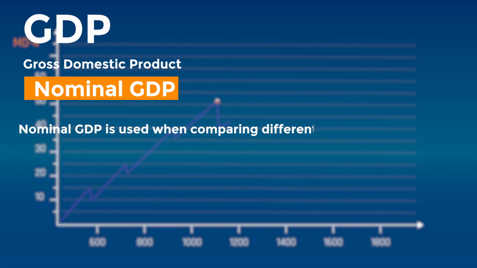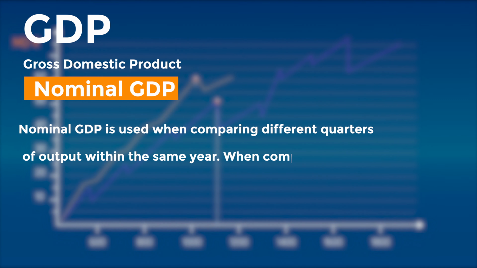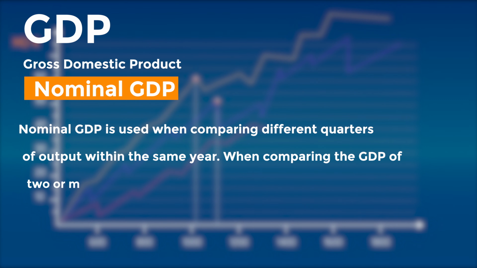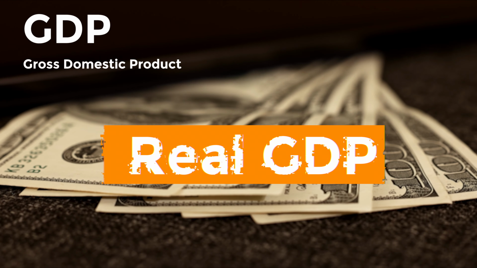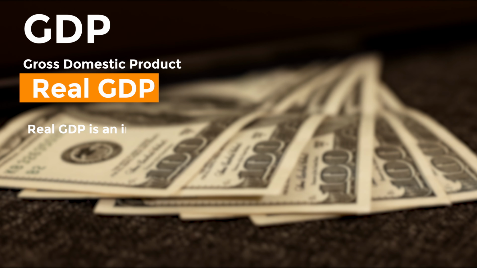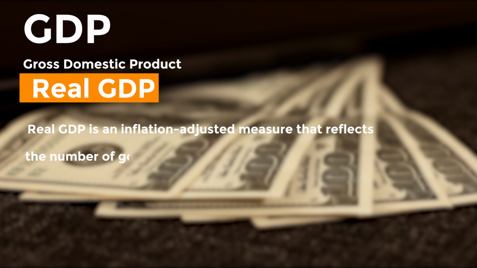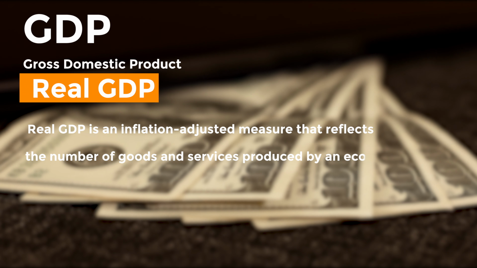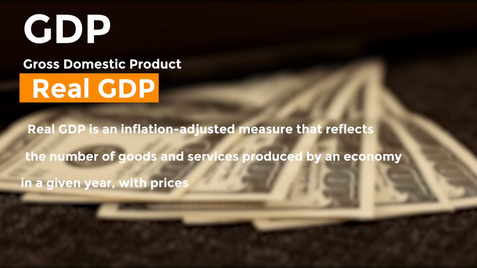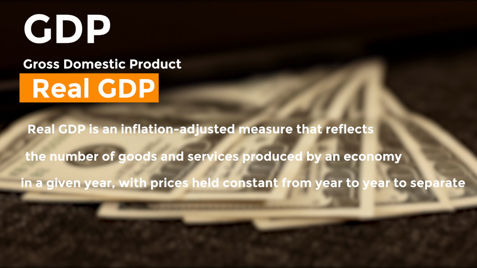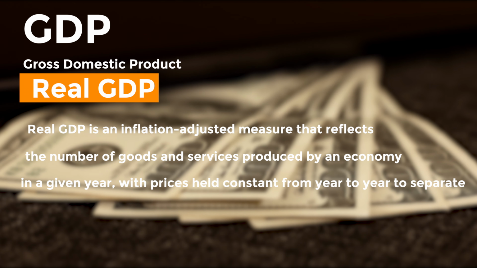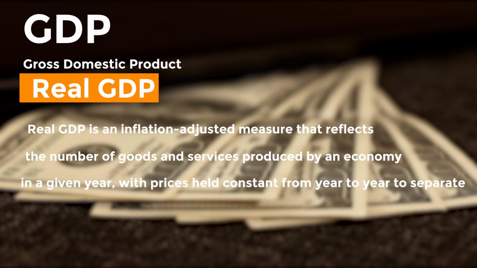Nominal GDP is used when comparing different quarters of output within the same year. When comparing the GDP of two or more years, real GDP is used. This is because the removal of the influence of inflation allows a comparison of different years to focus solely on the volume. So the last part is called real GDP. Real GDP is an inflation-adjusted measure that reflects the number of goods and services produced by an economy in a given year, with prices held constant from year to year. It separates out the impact of inflation or deflation from the trend in output over time.